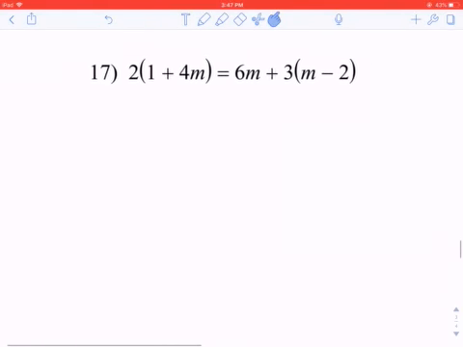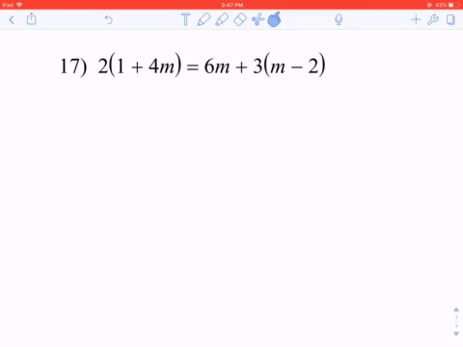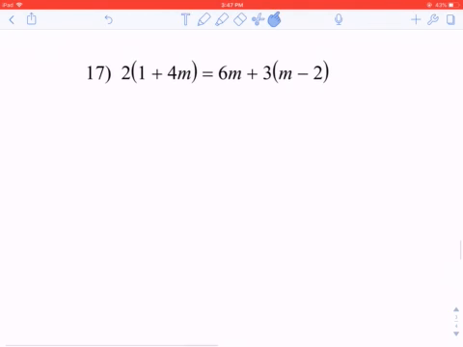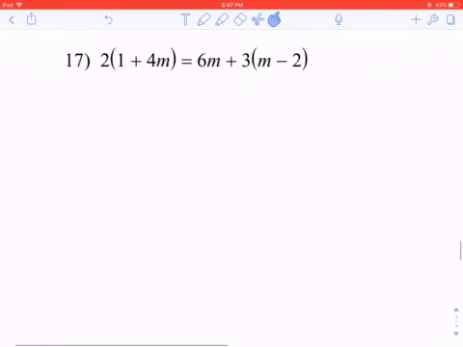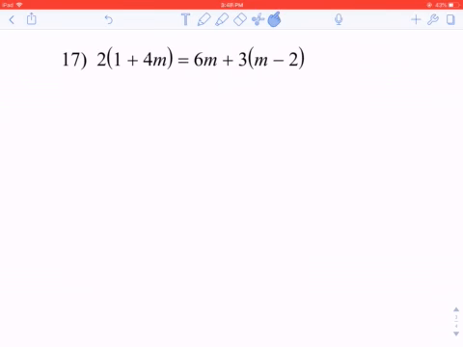And finally, number 17. This is the most complicated of everything we've been working on, but it's the same ideas, processes, things that we've been working with. In number 17, we have a 2 that is trying to distribute with 1 plus 4m. We also have a 3 that is trying to distribute with m minus 2. We are going to take care of that distribution first.